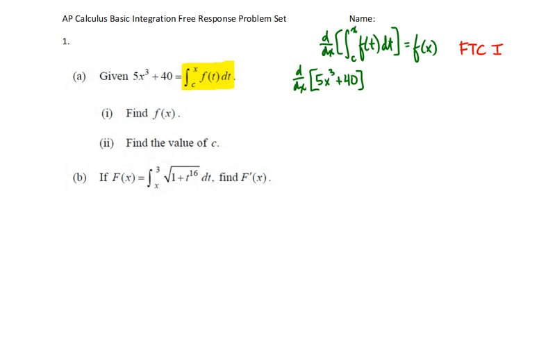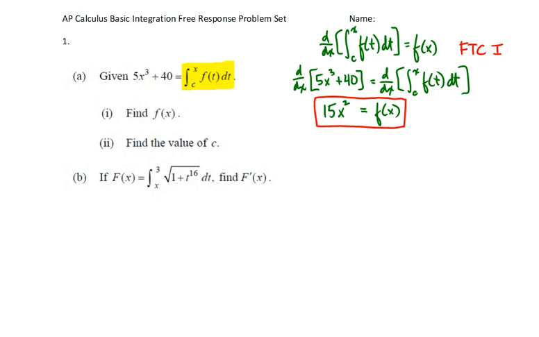So I'll have the derivative of 5x cubed plus 40 is equal to the derivative of the integral from c to x of f of t dt. And the left side of that is just 15x squared, and the right side is f of x, and so that gives me part 1, find f of x. Now in part 2, we're trying to find the value of c.